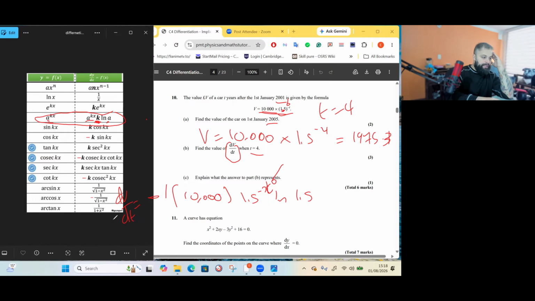And they say that t is equal to the number 4. You do this calculation, and you get -800 pounds. So therefore, the change is £1. So what it means is the car value is decreasing by £801 per year.